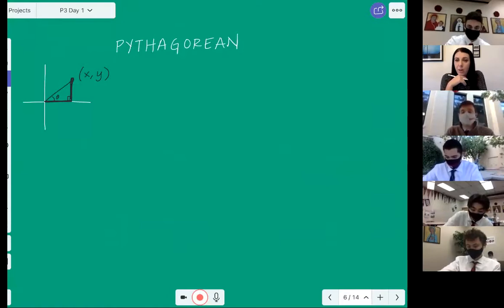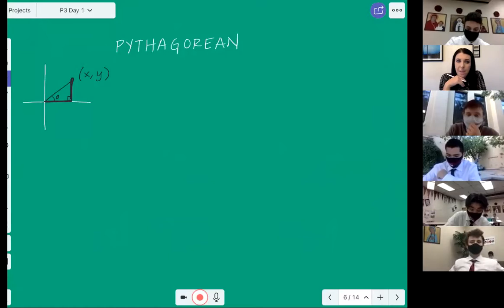And I would like you to draw the little picture I have there. So I've got a little triangle in the first quadrant, and it doesn't matter what angle it is. I've just called the angle theta. It's a right triangle. And I've identified the X and the Y as the coordinate up top there. Okay. So the X and the Y is the coordinate on top.